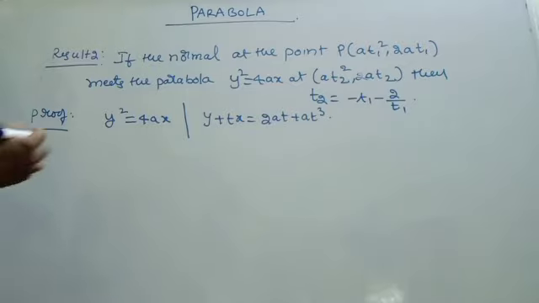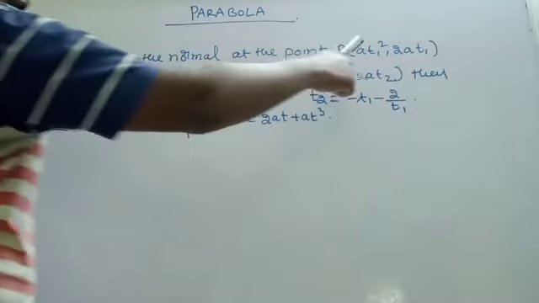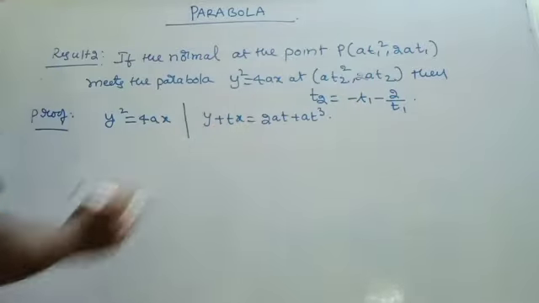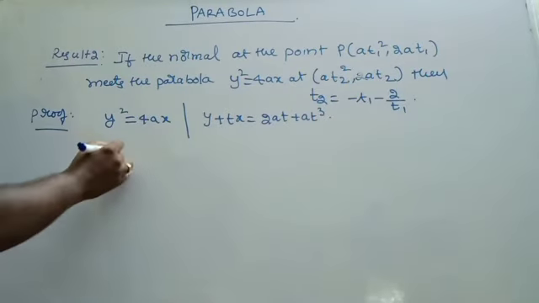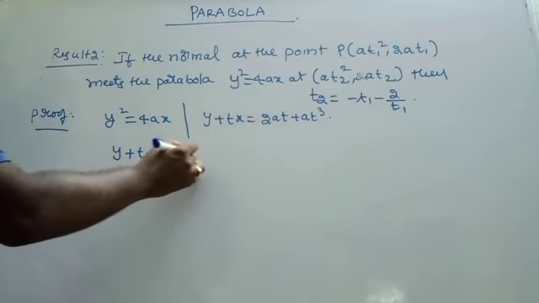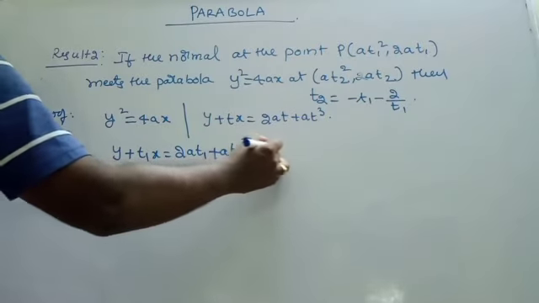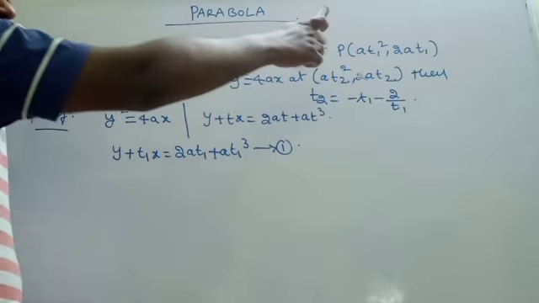Now, if the normal is at the point, that means the normal is passing through that point. Therefore, we get y plus t1x = 2at1 plus at1 cube. Write this as equation number 1. The normal passes through this point, which means it satisfies this equation.